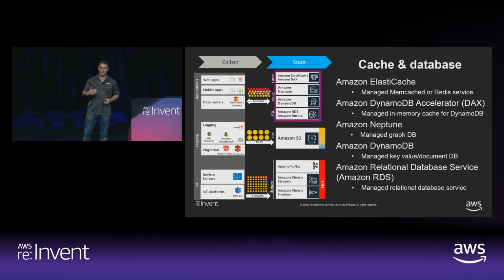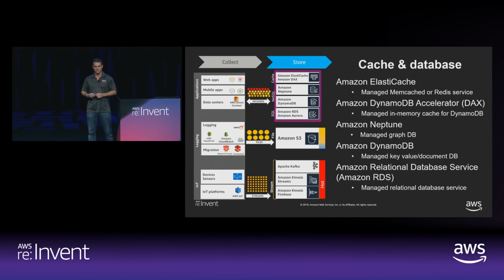We have DAX, which is really a DynamoDB front end that has a write-through cache to be able to cache your DynamoDB. Neptune, one of my many favorite new services, lets you have property graphs or RDF graphs and do very, very rich graph queries against your data set. DynamoDB really allows you to store key values or JSON documents within it. And then RDS, both vanilla RDS that lets you run a wide number of different engines, as well as Aurora.